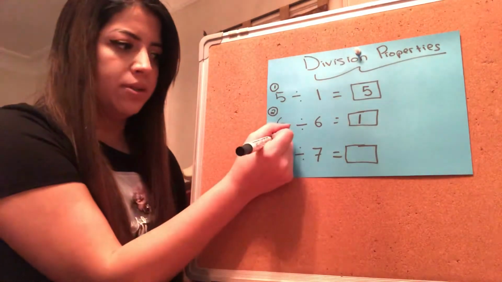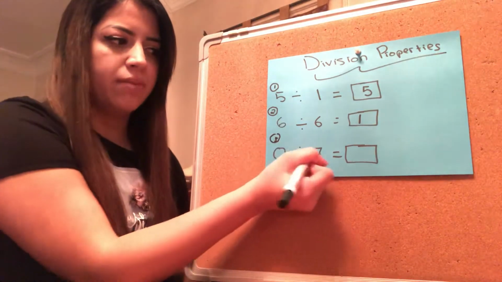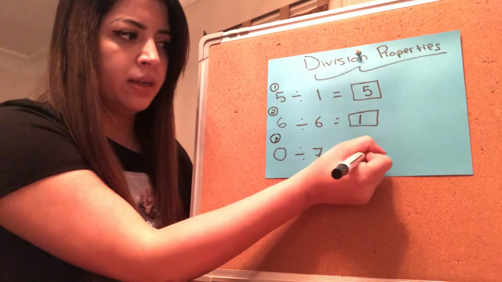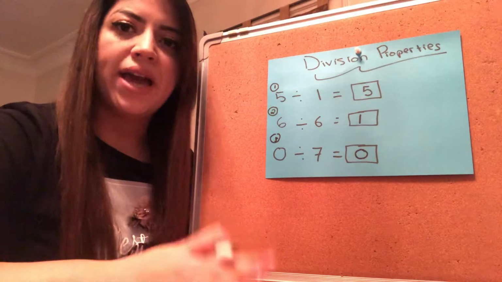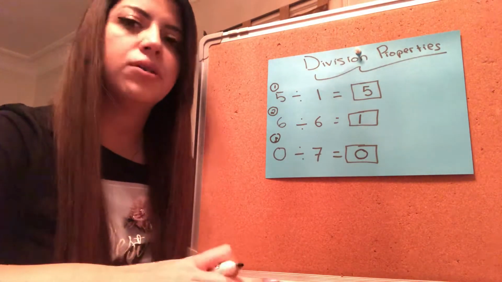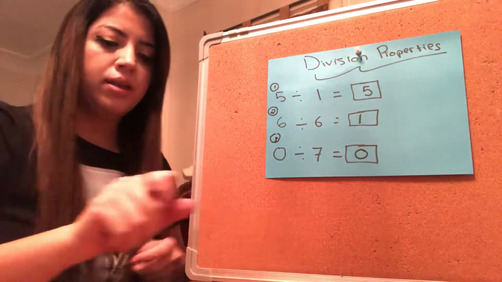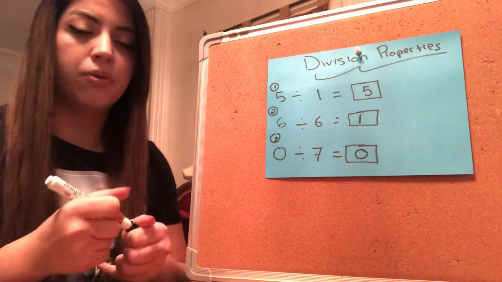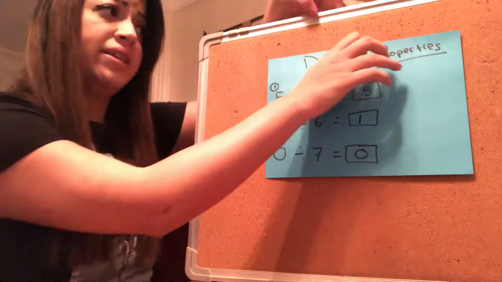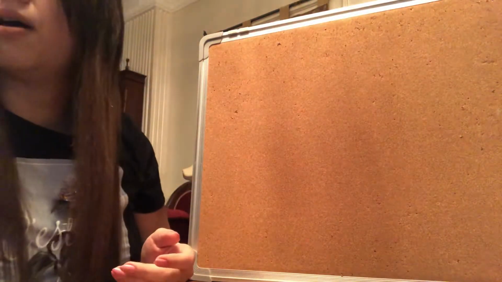Here, my third property is 0 divided by a number is going to give me 0. So 0 divided by any number we have is always going to give me the number 0. Now, these are the division properties that we're going to focus on for this week. They're very easy. You just have to memorize the rules for them so that you're able to solve the problems.